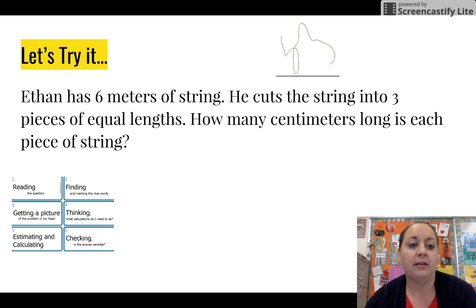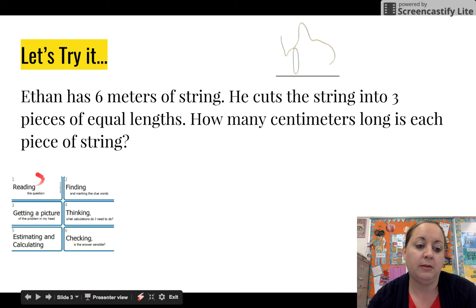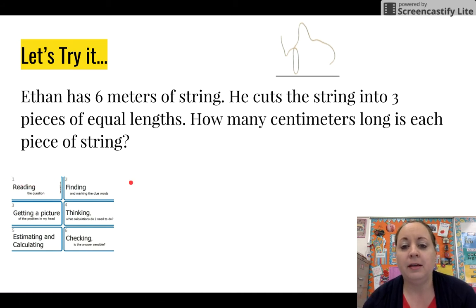So let's try this. I have a word problem here, and our first step tells me to read, so I need to read the question. Ethan has 6 meters of string. He cuts the string into 3 pieces of equal lengths. So right now I'm visualizing he's got a piece of string, and he's going to cut it to divide it equally into 3 parts. How many centimeters long is each piece of string?